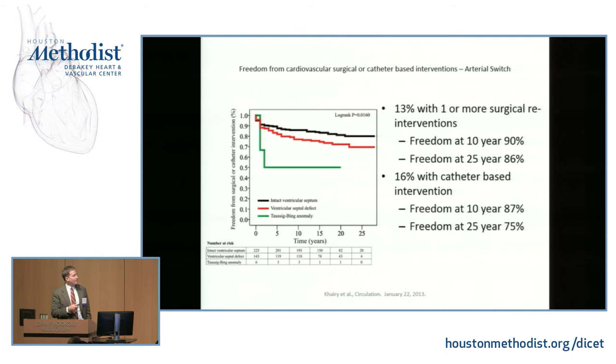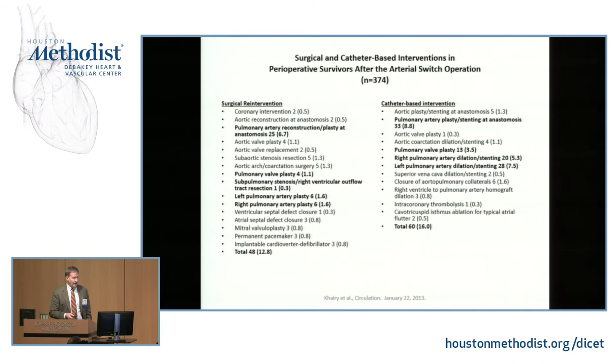And then if you look at the need for surgical or catheter-based intervention, some of these patients need that, and almost always, you don't have to read all of this, but almost always the need for intervention is pulmonary artery, pulmonary valve, RV outflow tract work.